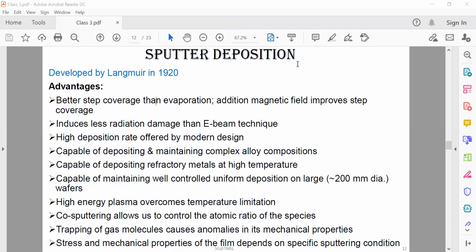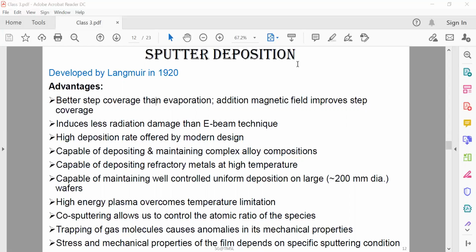Okay, so last day I discussed some thin film deposition techniques. There are certain techniques still pending, and today I would like to discuss another technique along with some other vapor deposition techniques. We will discuss the others one by one later. Now, there is another technique by which you can deposit thin films, the sputter deposition technique, which was developed by Langmuir in 1920.